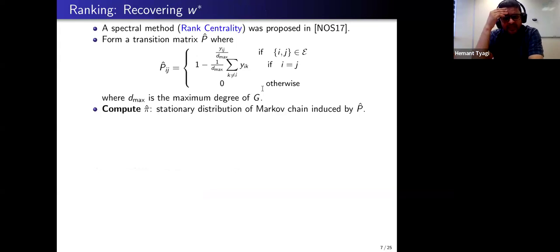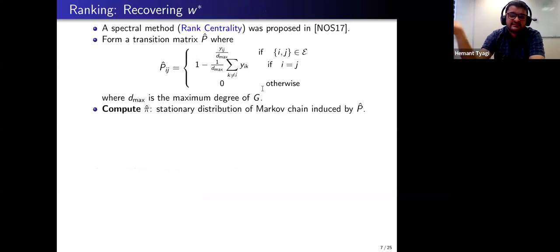Okay. So what is known? Well, a lot of things are known, but I'm going to focus on something very specific. I mean, this model has been studied to death. There are lots of results for different types of graph topologies. But I want to focus on this very particular method known as rank centrality, which is a spectral method and which was proposed in 2017 by Negahban, Oh, and Shah.